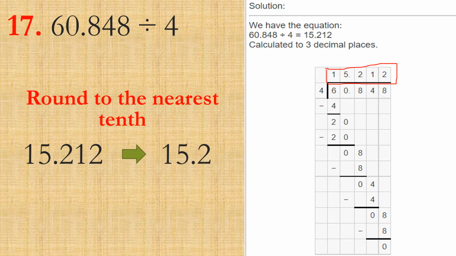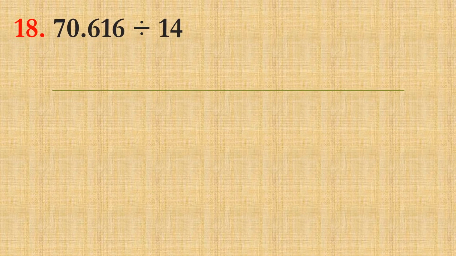15.2. Why 2? Because the digit on the hundredths place is 1. Therefore, 2 will remain 2. Okay, so the answer is 15.2. Okay, round to the nearest tenths. So you're going to do the same on number 18. Divide 70.616 by 14. And then your answer, you're going to round to the nearest tenths. Same as number 17. Okay.